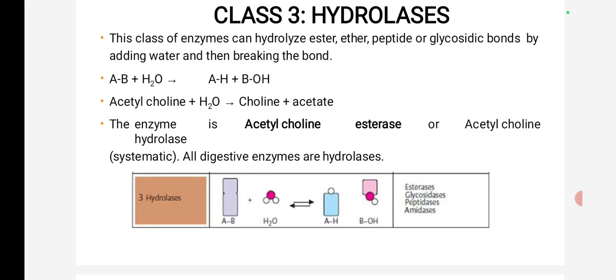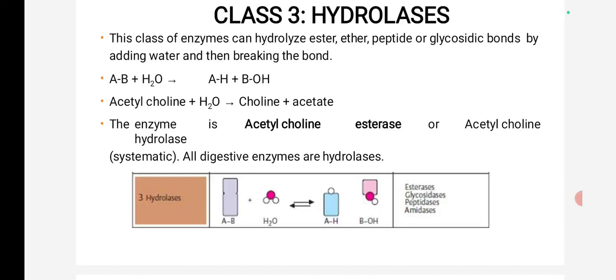Third is class 3, hydrolases. This class of enzyme can hydrolyze ester, ether, peptide or glycosidic bonds by adding water and breaking the bond. General reaction: AB reacts with water to give AH plus BOH. Water is converted to H plus OH. Example: acetylcholine reacts with water to produce choline plus acetate. The enzyme is acetylcholine esterase or acetylcholine hydrolase. All digestive enzymes are hydrolases.